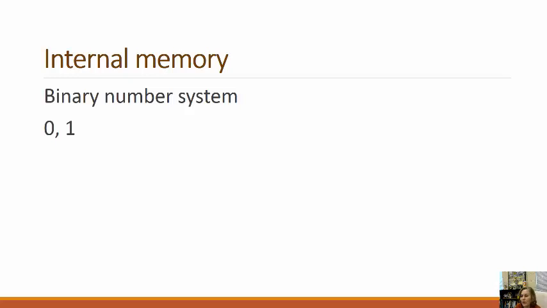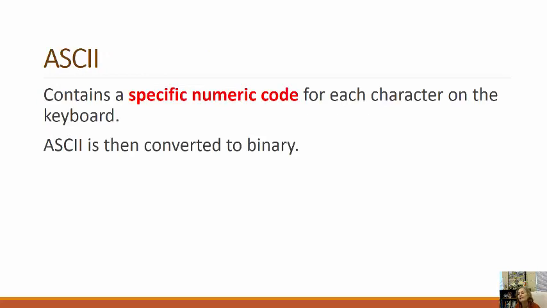Everything gets converted to a 0 or 1. And we also have ASCII, which is also a way to get characters down to binary. ASCII is a specific numeric code for each character on your keyboard. Then the ASCII is converted to binary. So if you look at all the symbols on your keyboard, they also have an ASCII code that goes with that key.